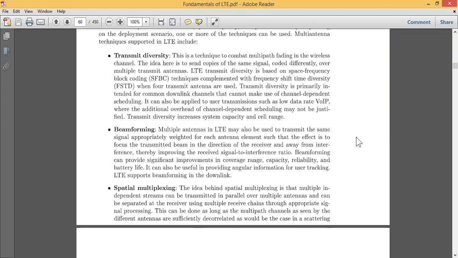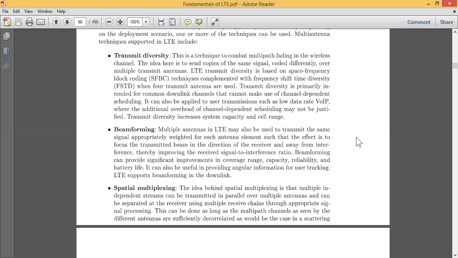All right, so transmit diversity is primarily intended for the downlink channels. Always remember, whenever you are speaking about wireless communication or any wireless signal, there will always be uplink and downlink. You can call them by other names: download and upload. Upload belongs to uplink, downloads belong to downlink, right?